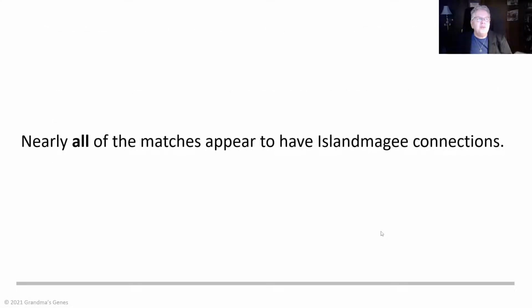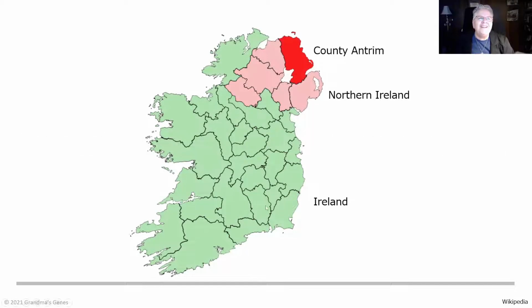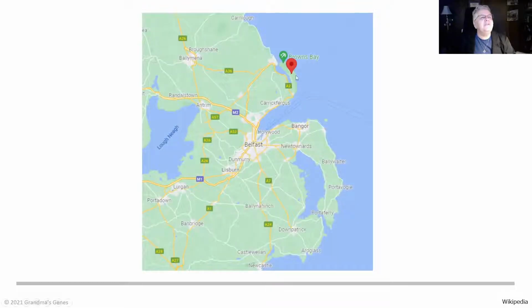But more importantly, Ann Johnston and the people in the North of Ireland Project identified something else for me, which is really the biggest reason to join a DNA group project: the people that lead these projects have a wealth of knowledge to share. I learned that all of the matches that I have in the North of Ireland Project and all of my Templeton matches have Islandmagee connections. What's Islandmagee? Well, Islandmagee is this little peninsula out into the Irish Sea just above Belfast.